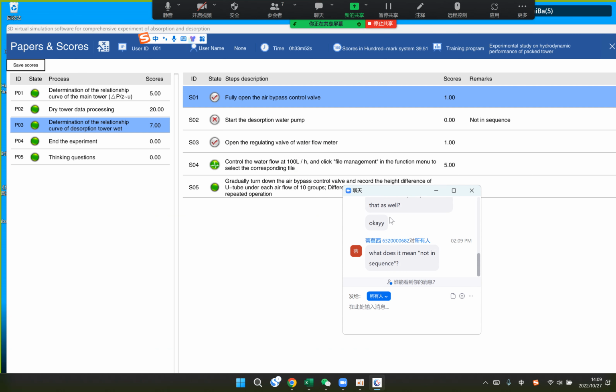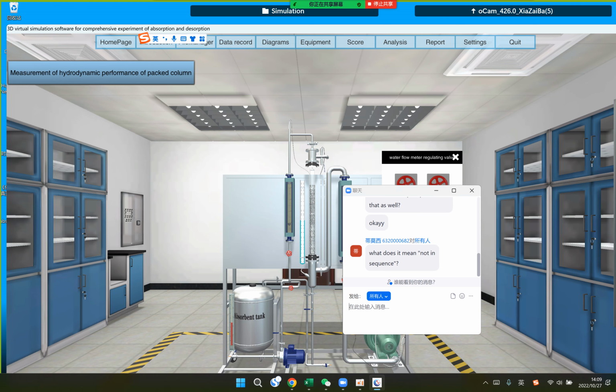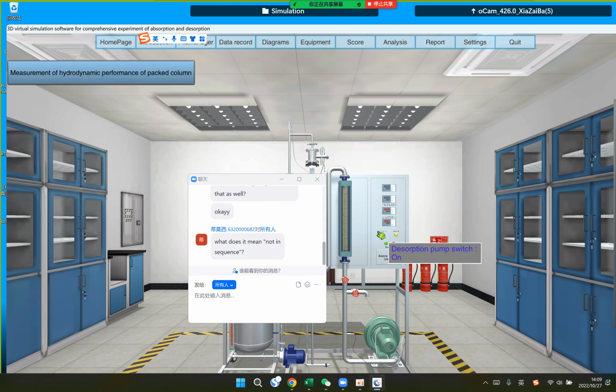What does "not in sequence" mean? If you have watched the video, I wrongly opened this pump before I opened this pump earlier for this experiment. Okay, see, thank you.